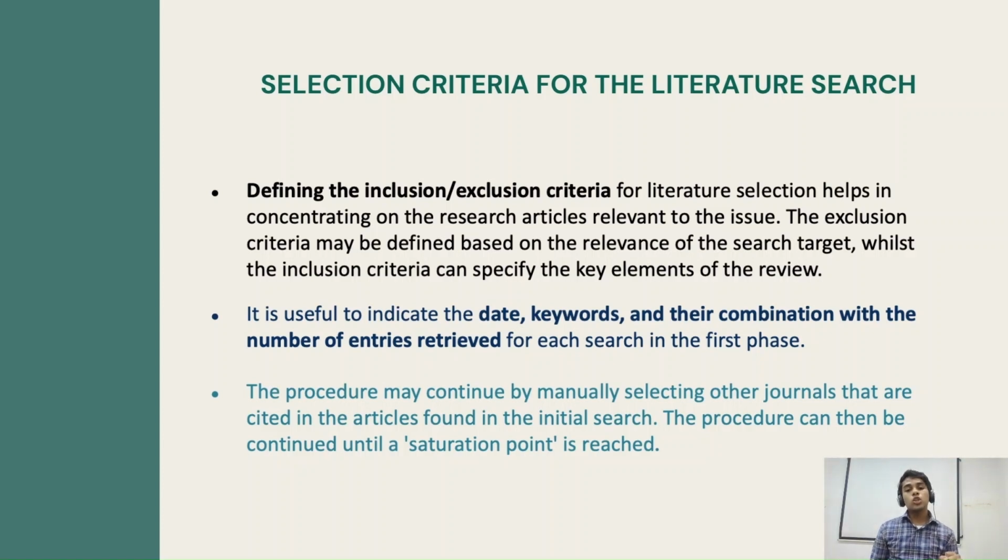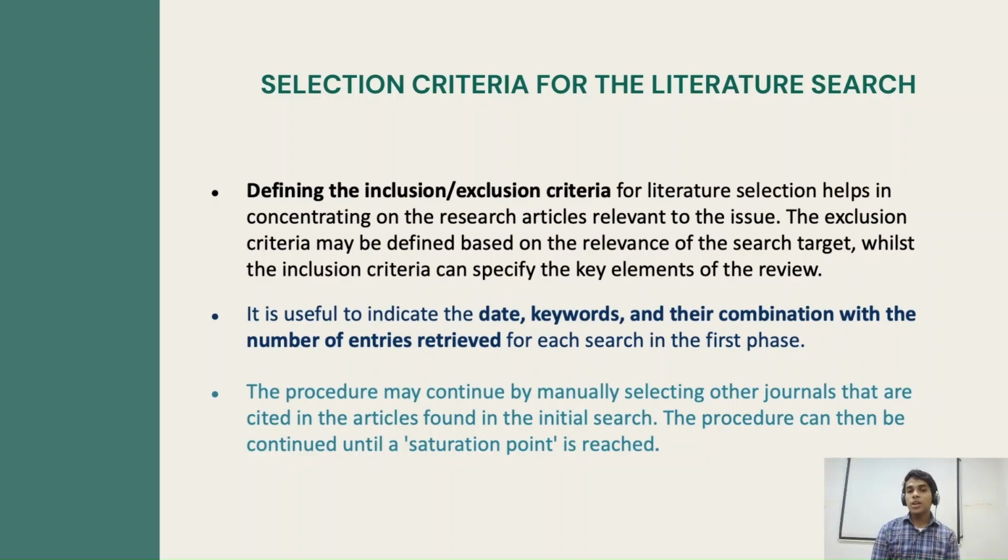The procedure may continue by manually selecting other journals that are cited in the articles found in the initial search. Now, let's say I am looking at an article that is talking about using azithromycin in patients who have been infected with COVID-19, and I go to the references of that article, and I find another article that is relevant for my review, so I use that as well. This is how you enhance and intensify your review so that it contains all the articles for that particular topic that you're talking about.